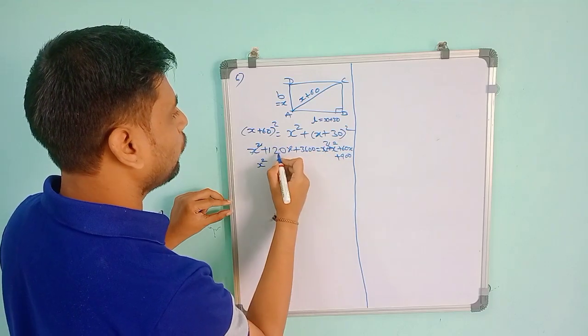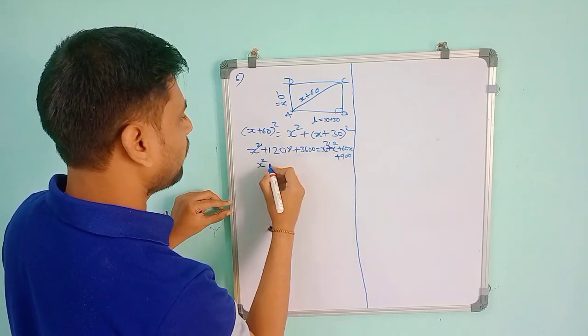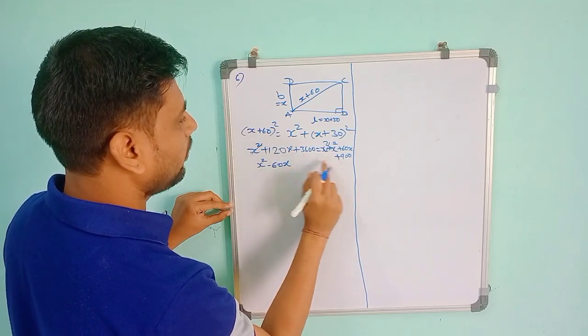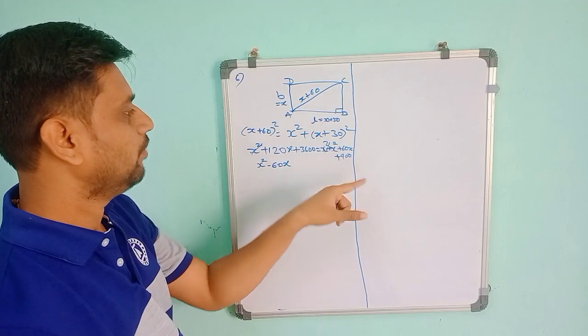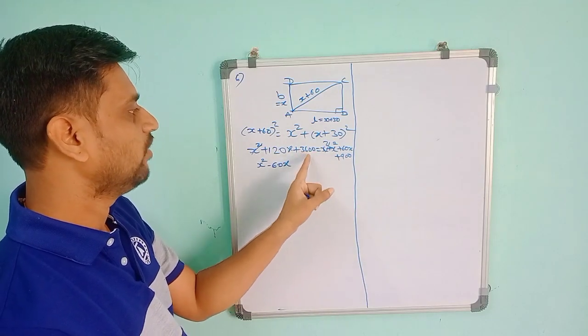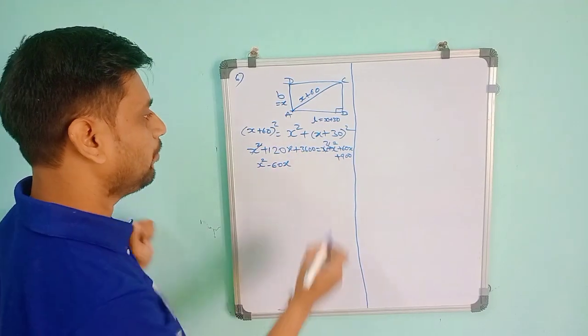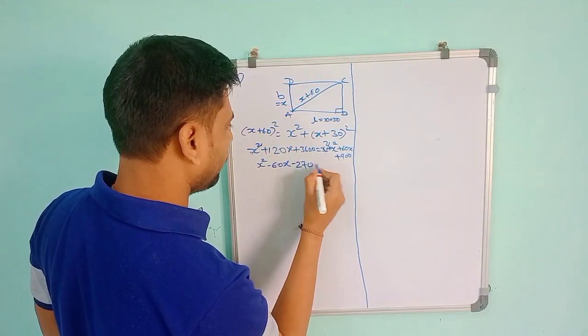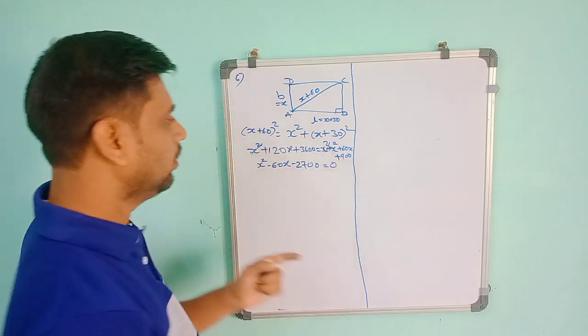So bring this 120x this side. So 60x minus 120x is minus 60x, and this 3600 and 900: it will come this side, so it will become minus 3600. The difference of 3600 and 900 is 2700, but the negative sign is greater, so you take minus 2700 is equal to 0. This is the quadratic equation.